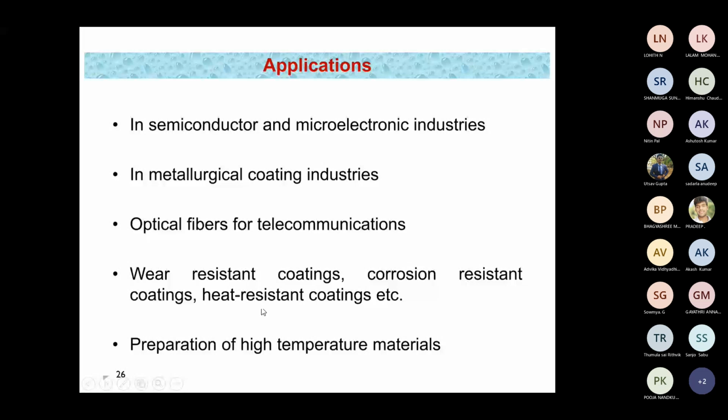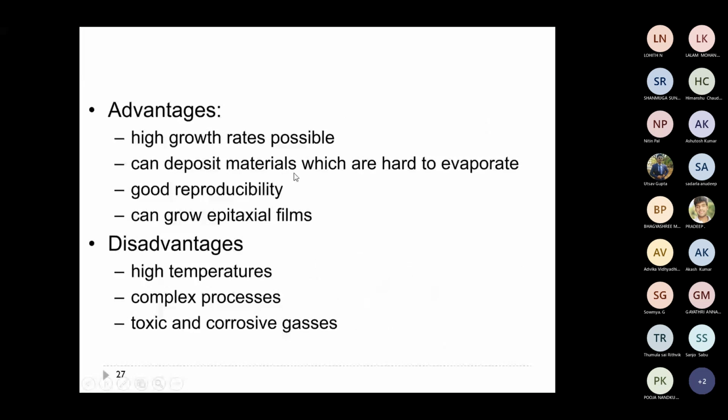And these are the advantages. High growth rate is possible, it can deposit materials which are hard to evaporate, so hard coating can be done, good reproducibility, and it can grow epitaxial film. What are the disadvantages or challenges? High temperature is required, it is a complex process, and you have to deal with toxic and corrosive gases.